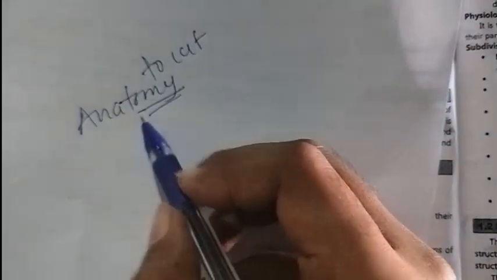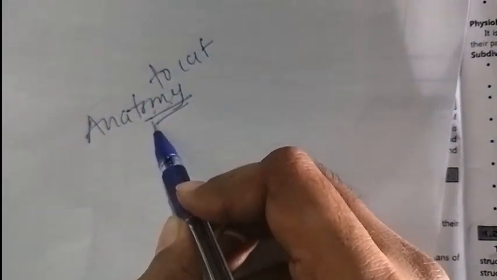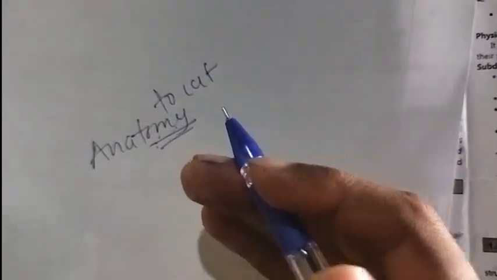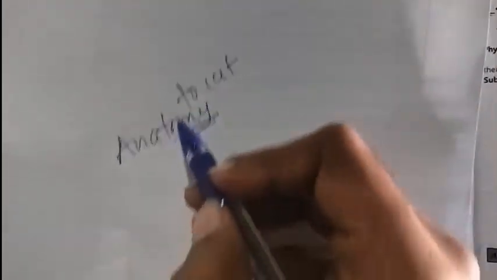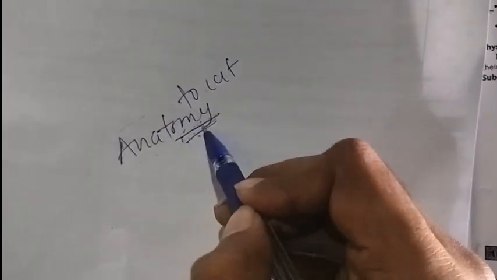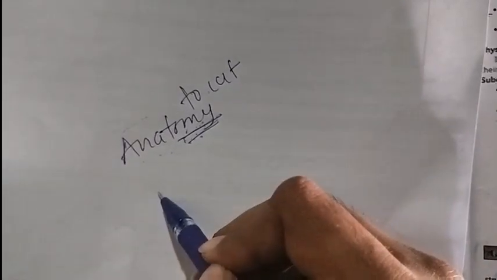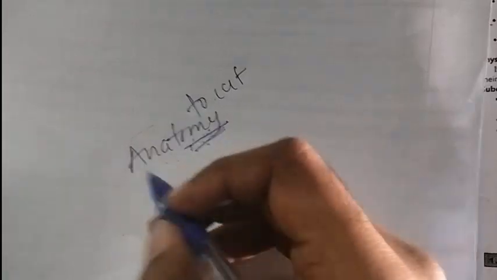Then what is anatomy? In Greek language, tomy means to cut. Then what are we doing in anatomy? We are cutting a particular organism or a plant to study their internal structure. Tomy means to cut. Then how can we define anatomy? The study of internal structure of an organism or plant. Internal structure.